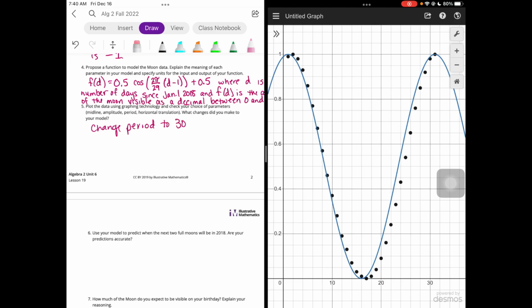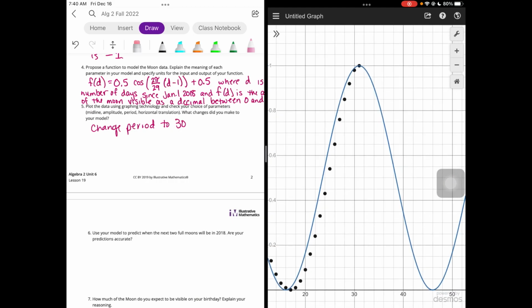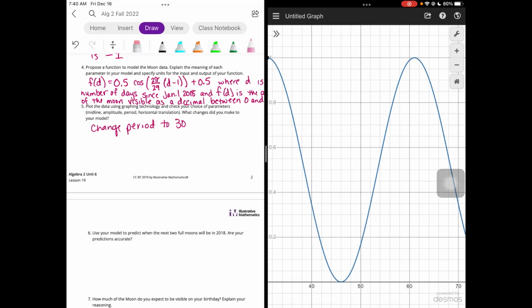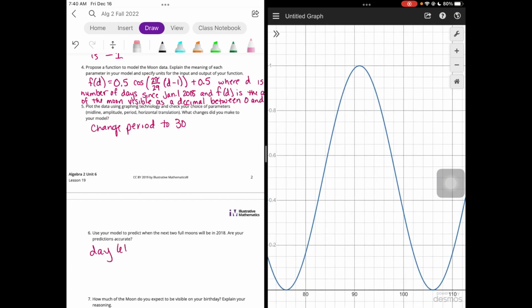All right, then we're going to use this to predict the next 2 full moons. So we had the one on day 2 and then the one on day 31. So this one is at day 61, and then day 91, right? So those are the new predictions.